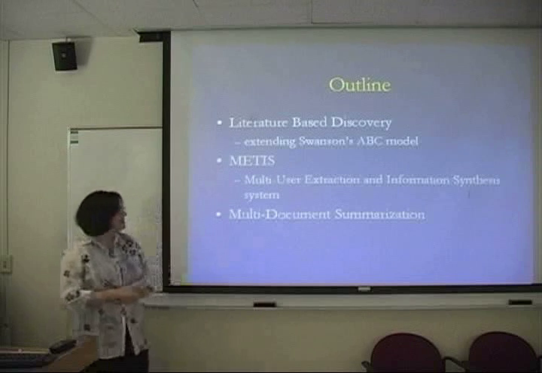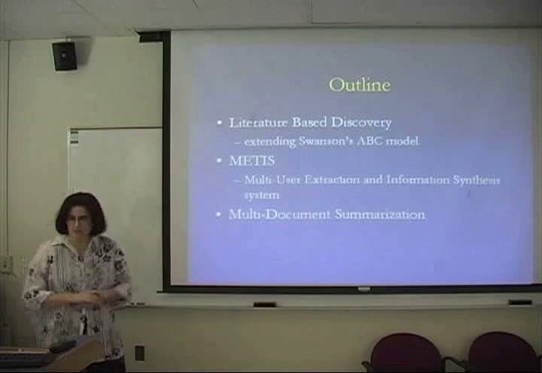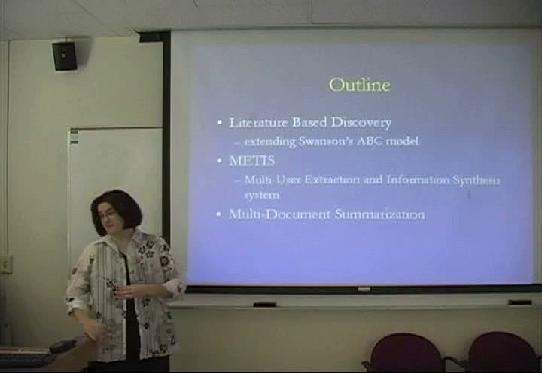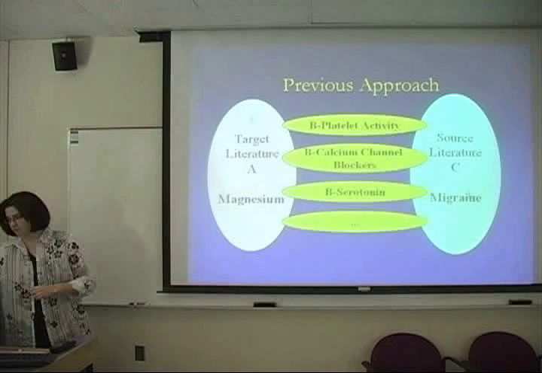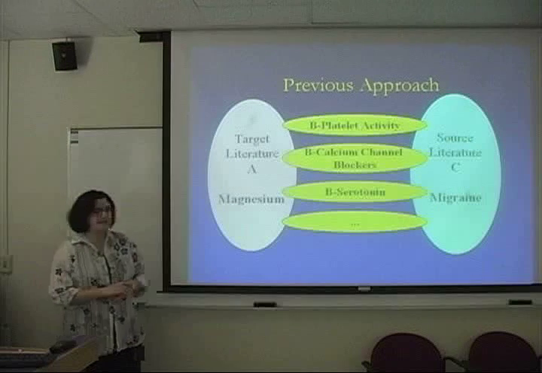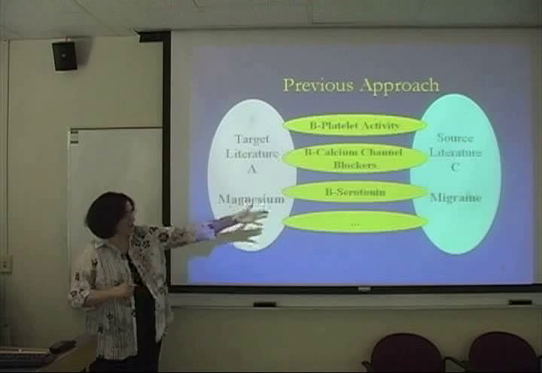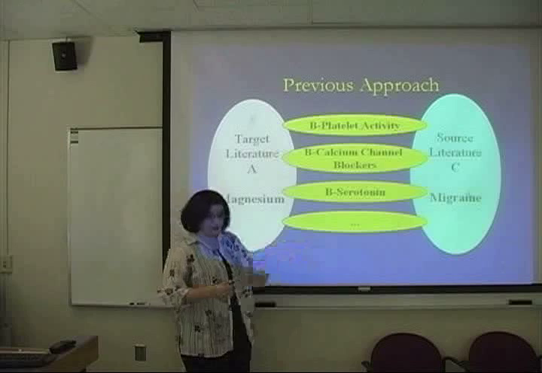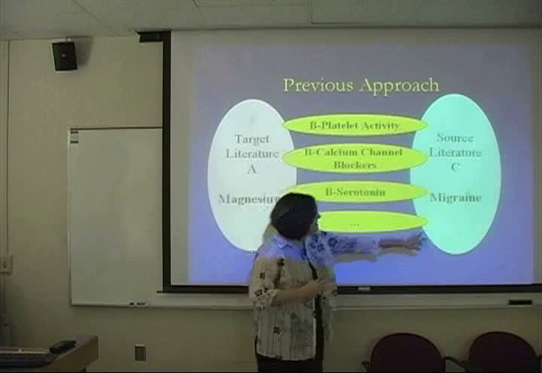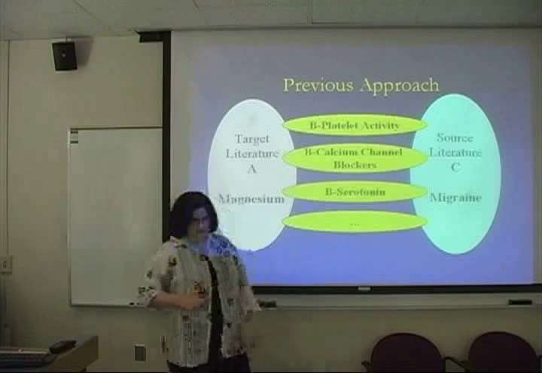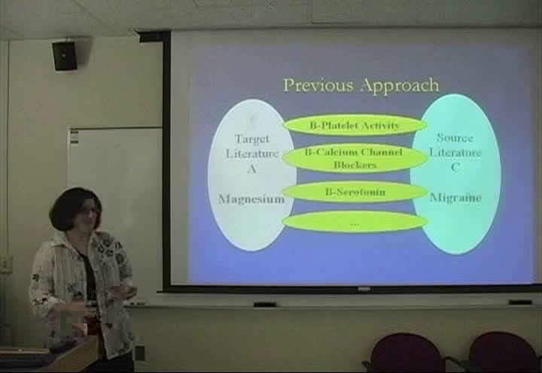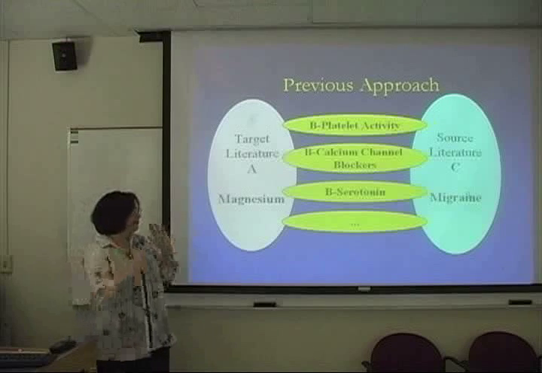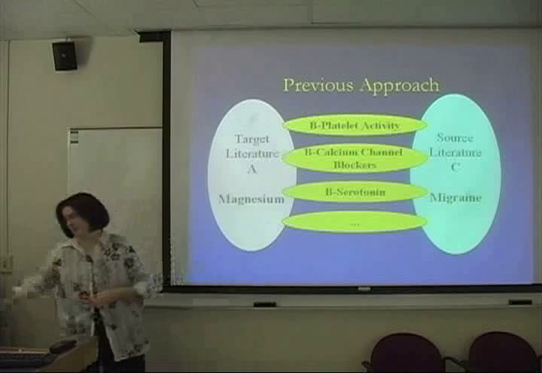And then the last piece I'll talk about is multi-document summarization, and I'll tell you why I turn to different methods as we go through. So again, this is the ABC model. It's called ABC because we're going from the A literature, a candidate solution, the B literature, the underlying physiological properties, and the C literature, which is the disease. And it's kind of confusing because depending on which paper you read, it'll swap ABC the other way. But the point is it's a transitive connection.